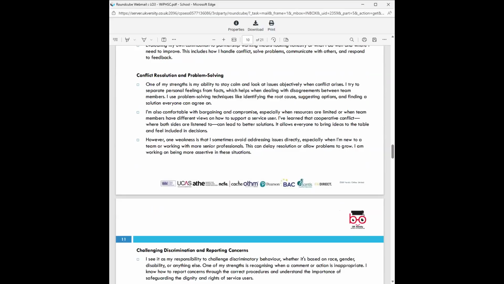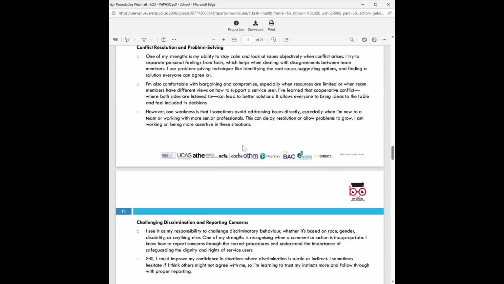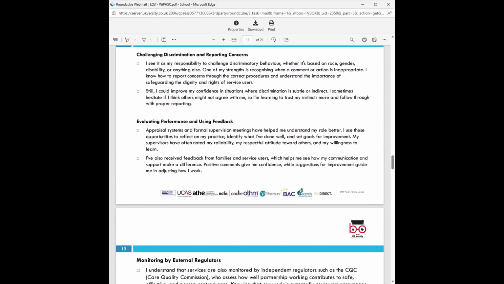Conflict resolution and problem solving, to stay calm. It's really important to stay calm if any conflict arises. Make sure you are comfortable with bargaining, talking with each other, and making sure that you are trying to avoid any sort of issues where there's conflict and it's going to cause problems. Challenging discrimination and reporting concerns. It's really important you challenge these, and if there's any sort of concerns about any sort of race or gender, disability or anything like that, you are reporting that to your manager as well.